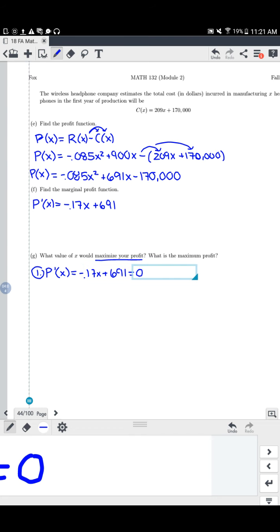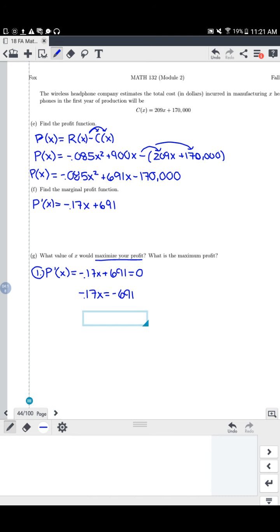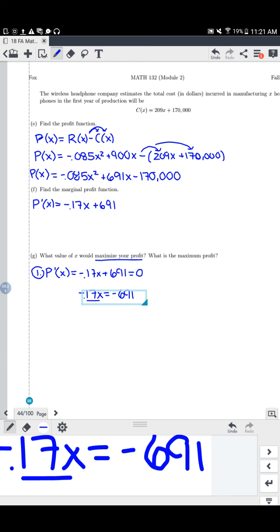Because if we want to maximize profit, we're going to take the derivative of profit and set it equal to 0. So to solve for this, I need to move the 691. So I'm going to subtract it over to the other side. We're going to have negative 0.17x equals negative 691. And then to get x by itself now, I'm going to have to divide. So I'm going to divide both sides by negative 0.17.